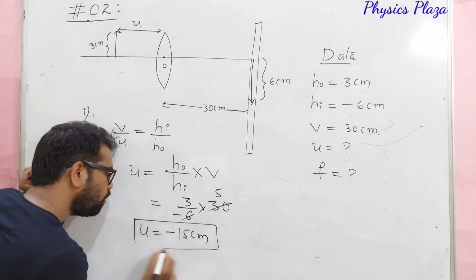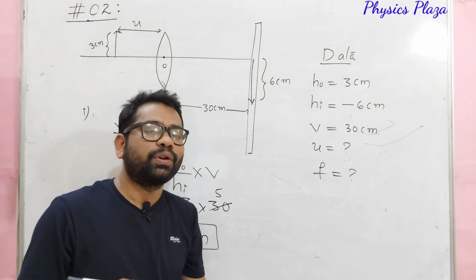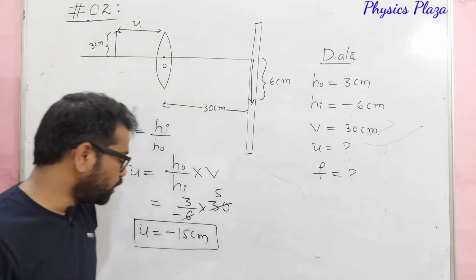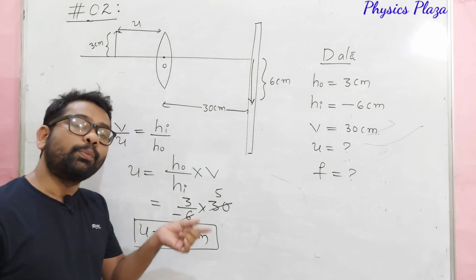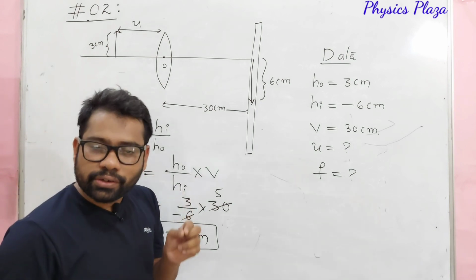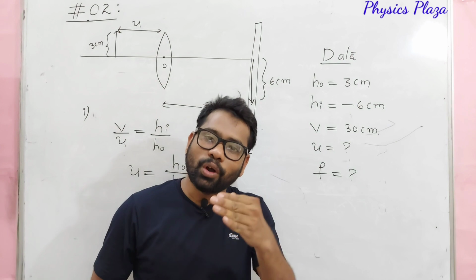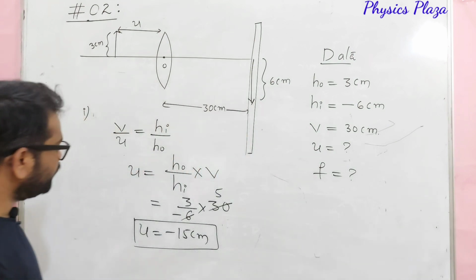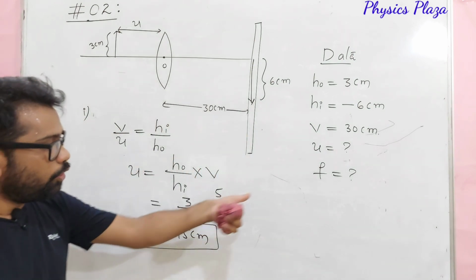Children, object distance is always negative only. So here you can cross check whether whatever you got is correct or not. So object distance you must get negative only. According to sign convention, object distance is always negative only. Now what do we have to calculate? Now we have to calculate the focal length.